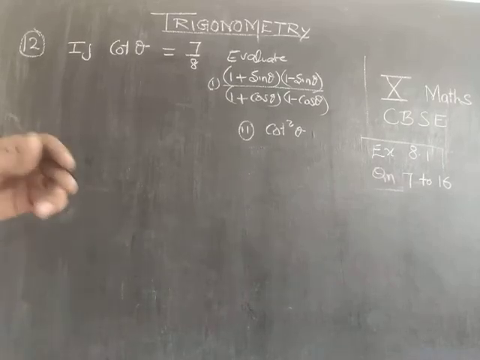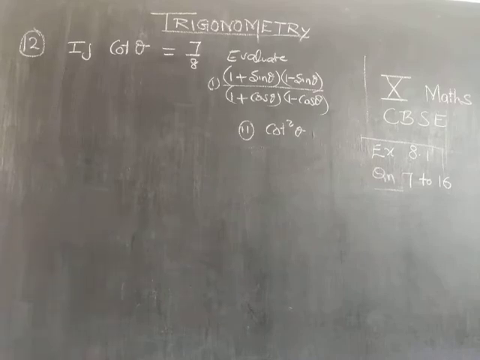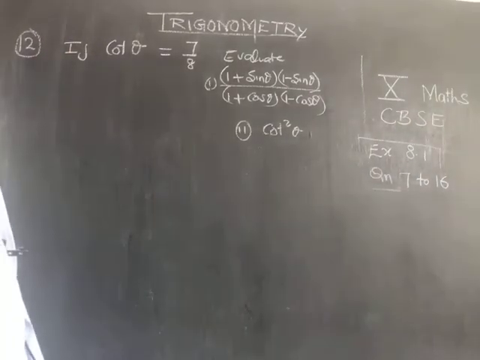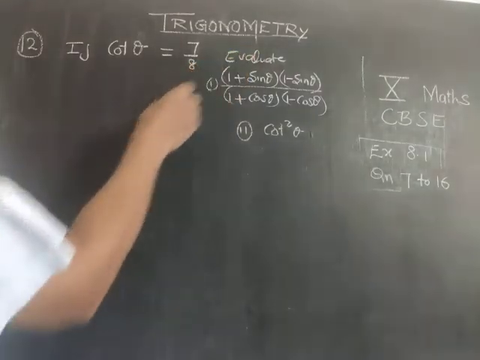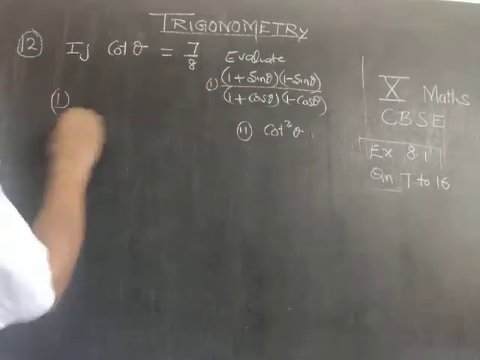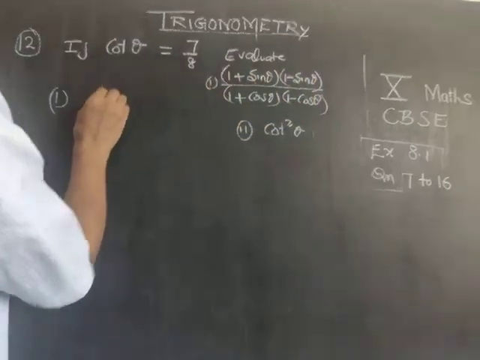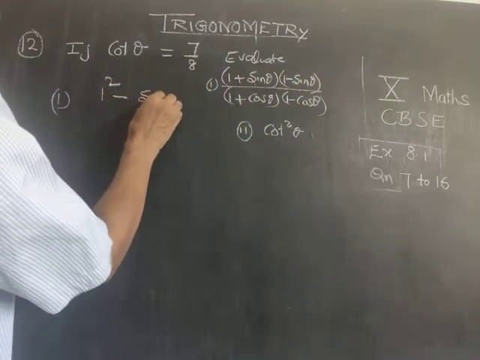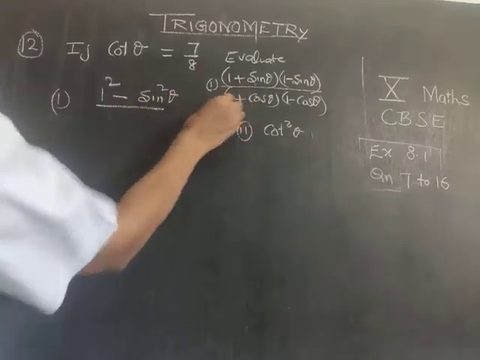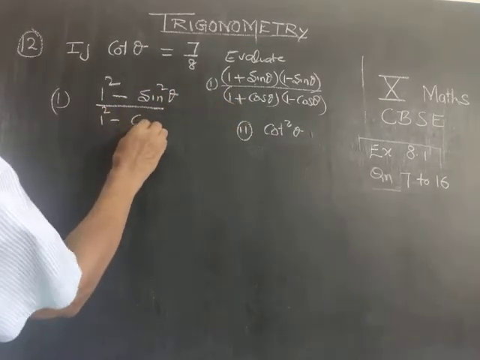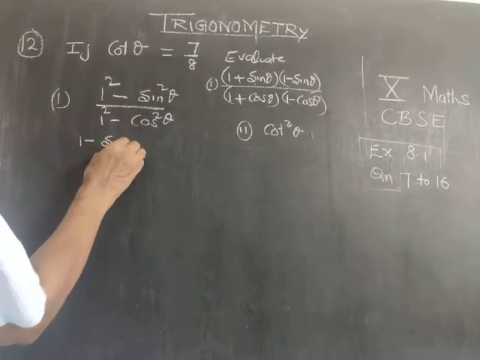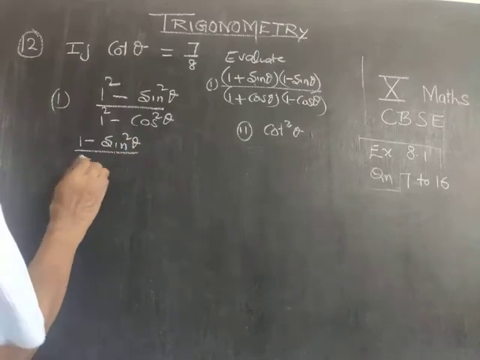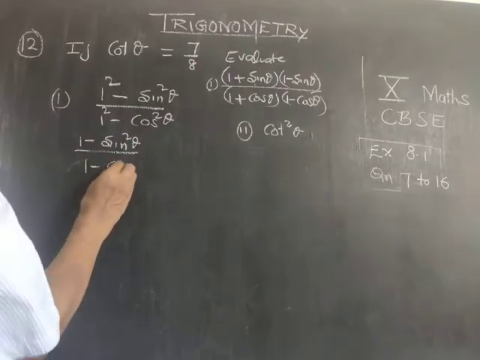You are given cot theta equal to 7 by 8. Find out the value of (1 plus sin theta)(1 minus sin theta) divided by (1 plus cos theta)(1 minus cos theta), and also cot square theta. Let us simplify this part. (1 plus sin theta)(1 minus sin theta) is of the form (x plus y)(x minus y), so 1 square minus sin square theta. Similarly, this is 1 square minus cos square theta. That is 1 minus sin square theta divided by 1 minus cos square theta.